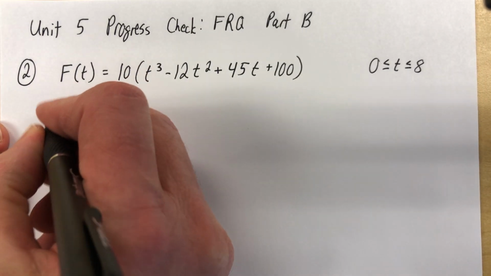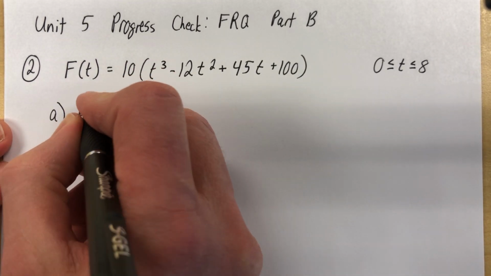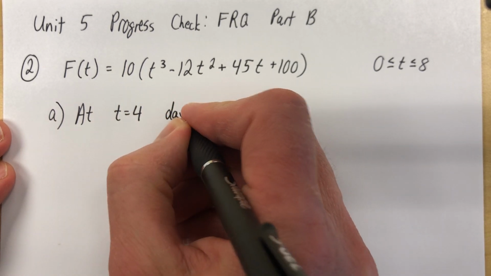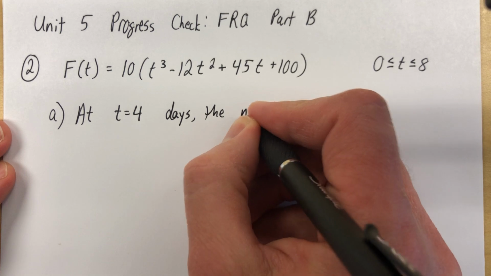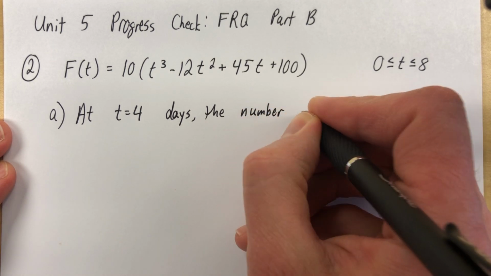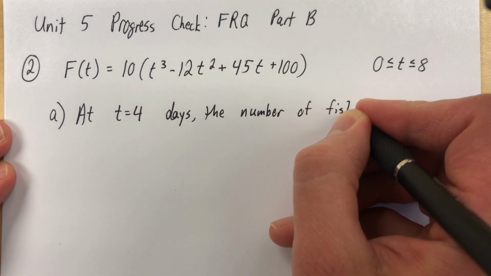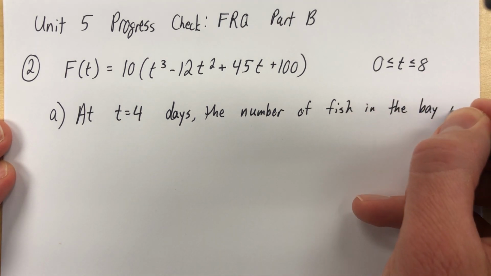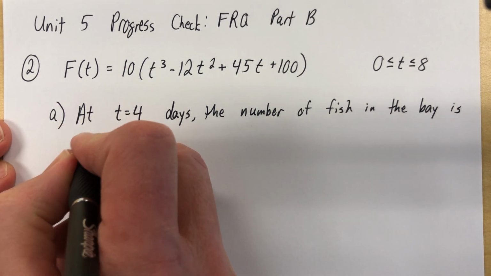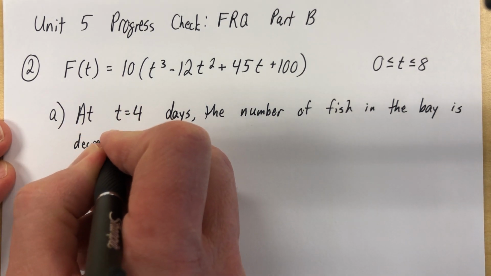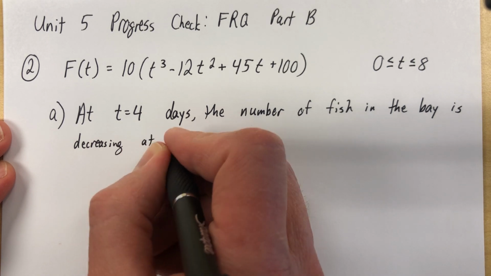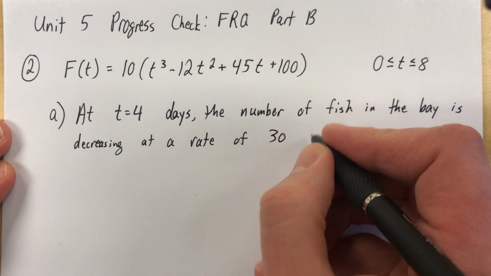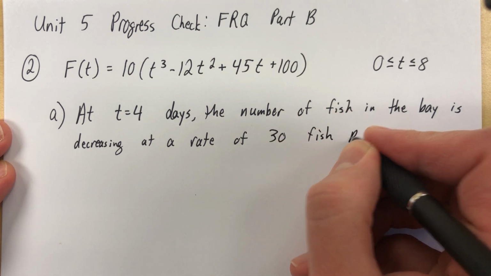Here goes, part A. At t equals 4 days, the number of fish in the bay is decreasing at a rate of 30 fish per day.